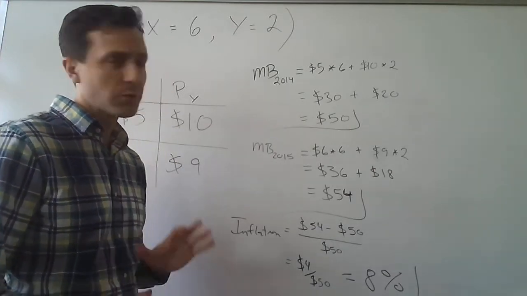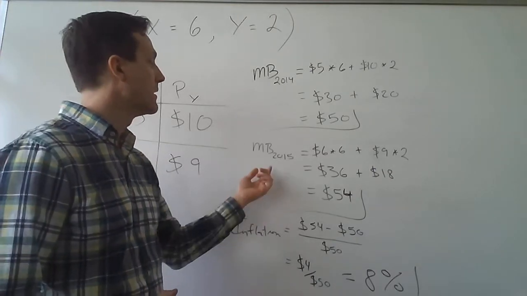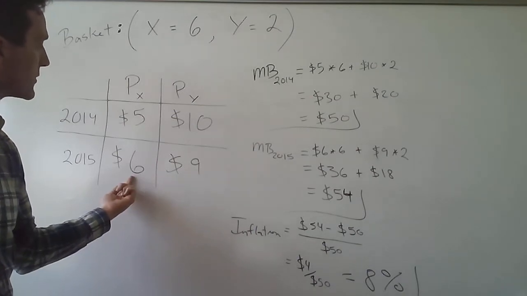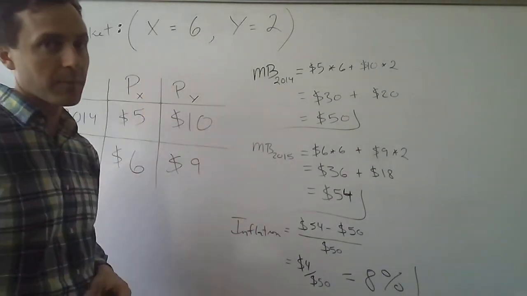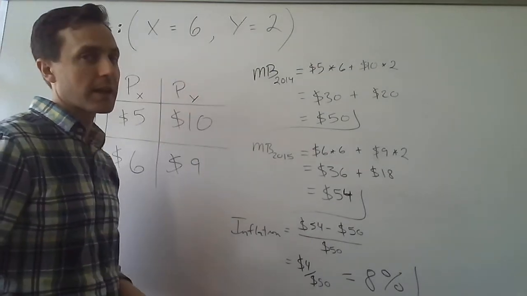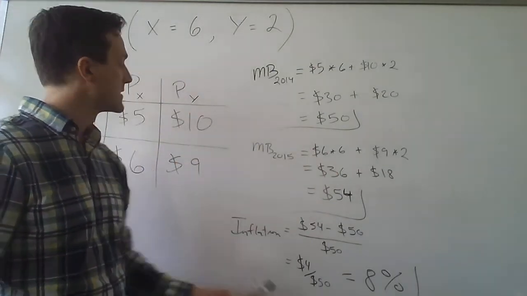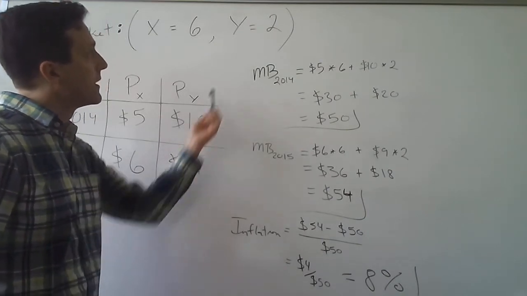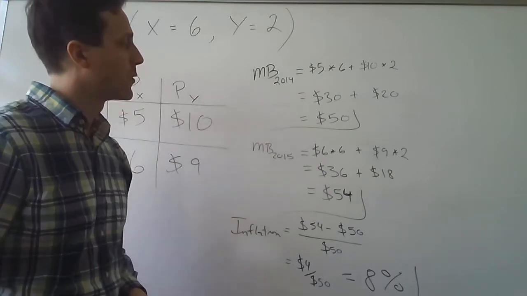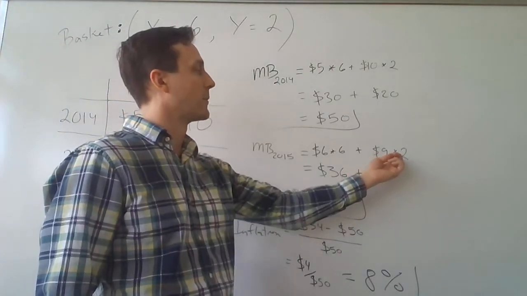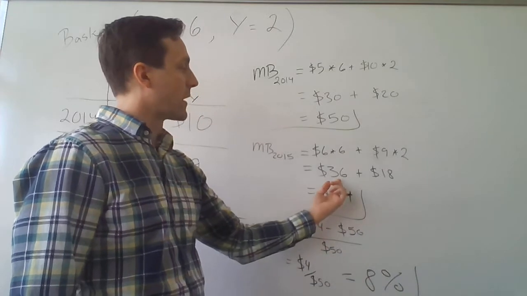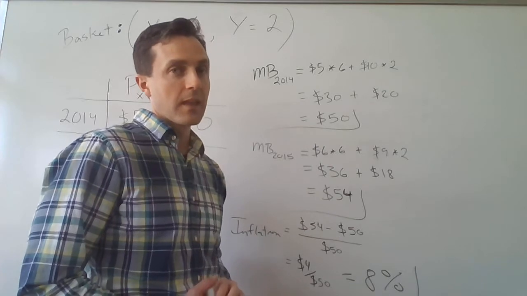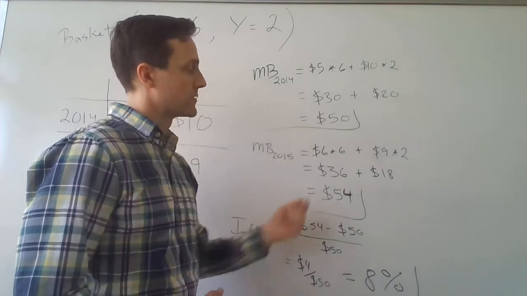right? Doing the same thing now for the year 2015. This time we want to use these prices here in this row. So the price of good X was 6. Multiply that again by that quantity that goes into the market basket for good X, which is 6. So we have 6 times 6, and then plus the price of good Y in 2015 was 9, and multiply that by the quantity of Y that goes into our market basket. So we add $9 times 2. And so we have 36 plus 18, which is 54. So the value of the market basket in 2015 increased to 54.